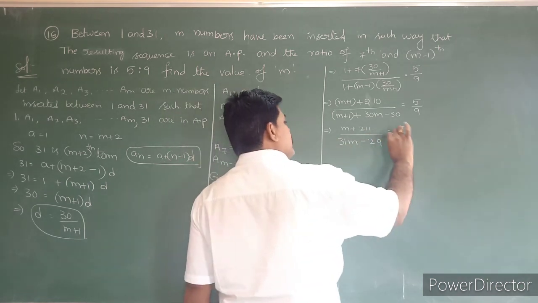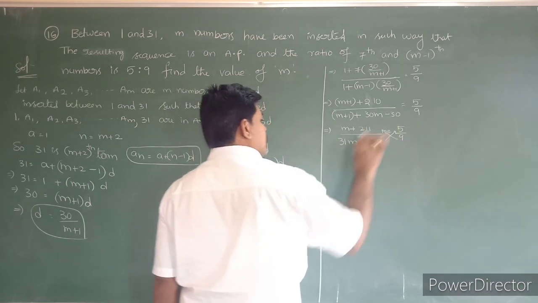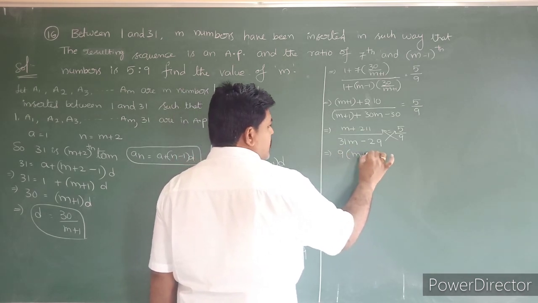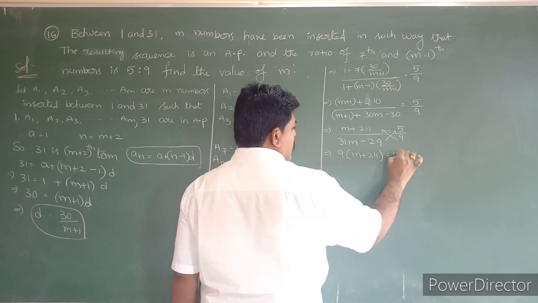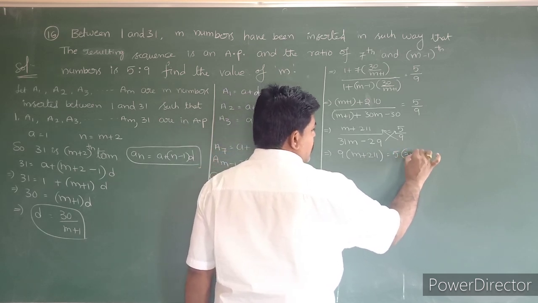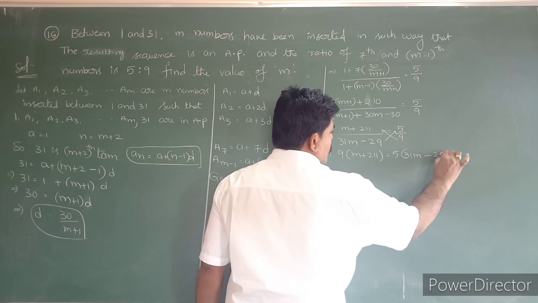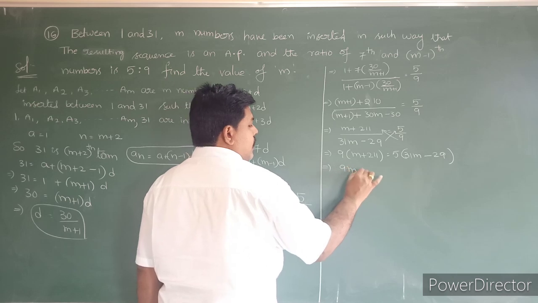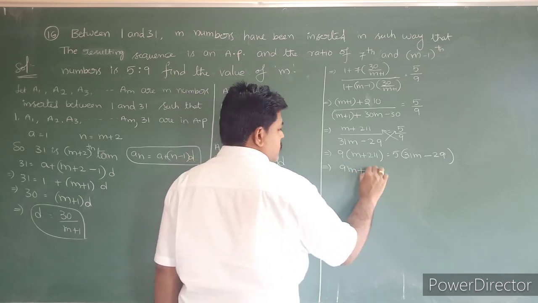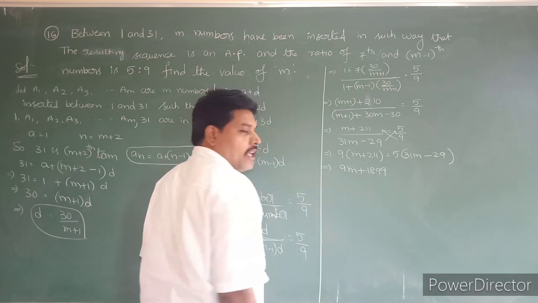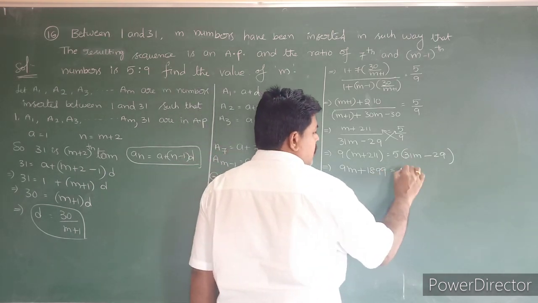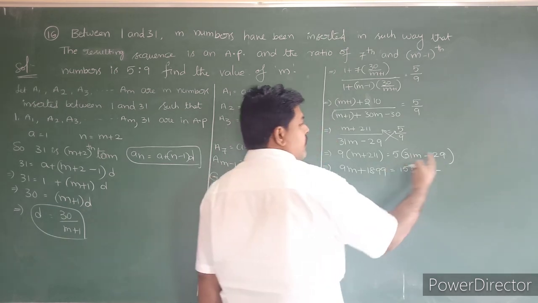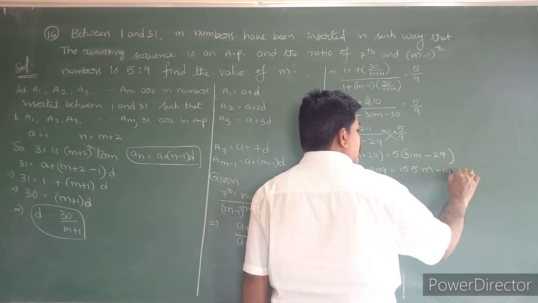And take the cross multiply here. So what will we get? So that is equal to 9 into m plus 211, that is equal to 5 into 31m minus 29. So multiply the numbers here. 9m plus 9 into 211, so that is nothing but 1899. Multiply 5 here. That is 155m minus 5 into 29 is 145.